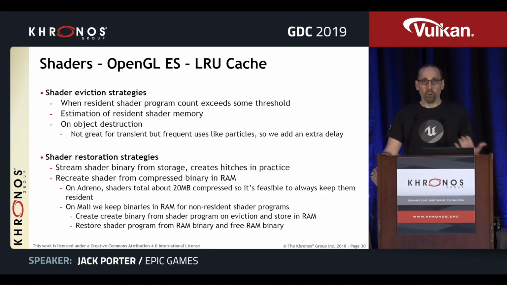When we want to restore the shader, we've got a few options. We could go back to storage, or we could use a compressed memory buffer. On Adreno, the total shaders are only about 20 megabytes compressed, so it's feasible to keep that in memory, and we just use the compressed version. On Mali devices, we keep binaries in RAM, either as a binary or as a shader, and then switch between the two. It's quite quick with that particular GPU driver for us to have it recreate the binary on demand rather than keeping them around.